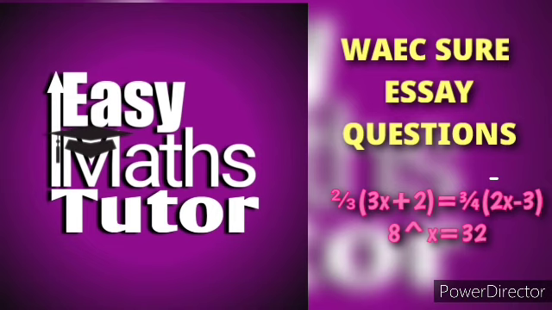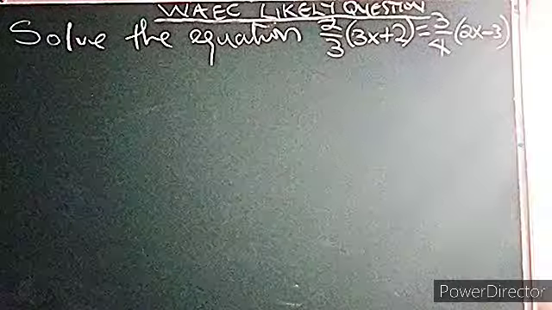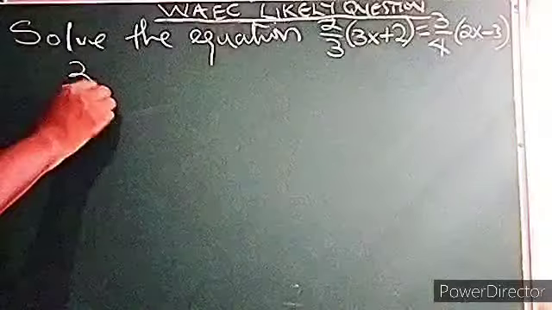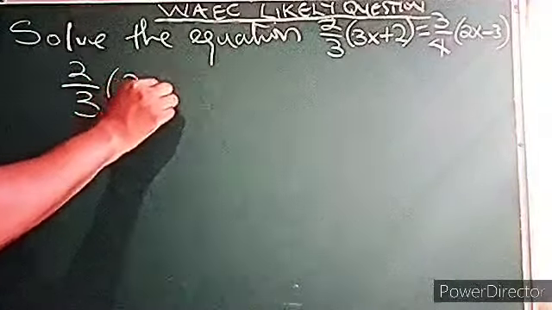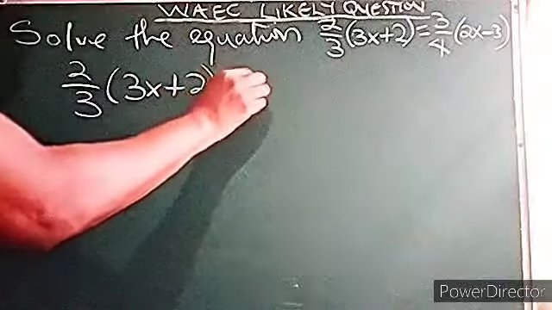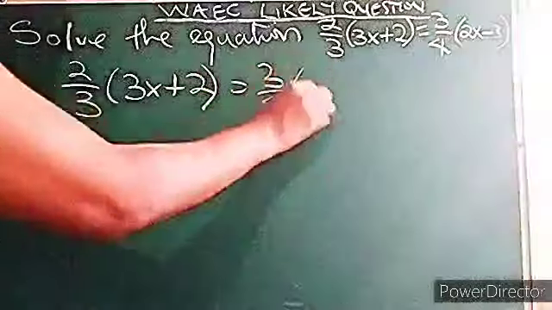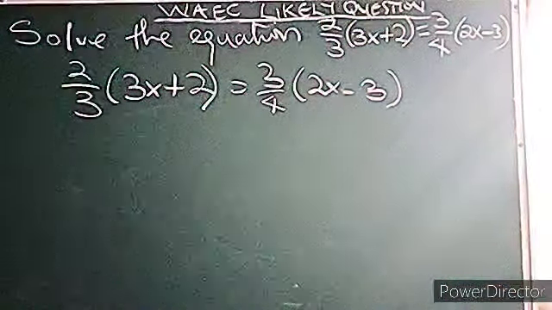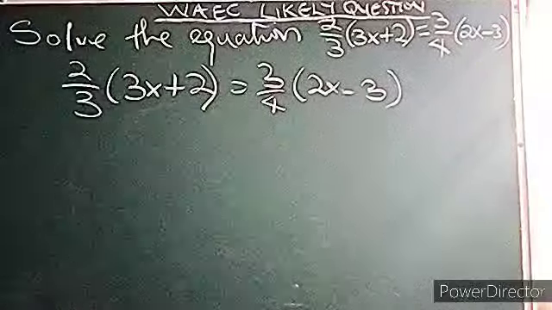This is another WAEC likely question I'm going to solve quickly. The question says, solve the equation 2/3 (3x + 2) = 3/4 (2x - 3). So obviously, we're going to find the value of x. Let's quickly rewrite it here: 2/3 (3x + 2) = 3/4 (2x - 3). We're going to open up the brackets for each of the functions.